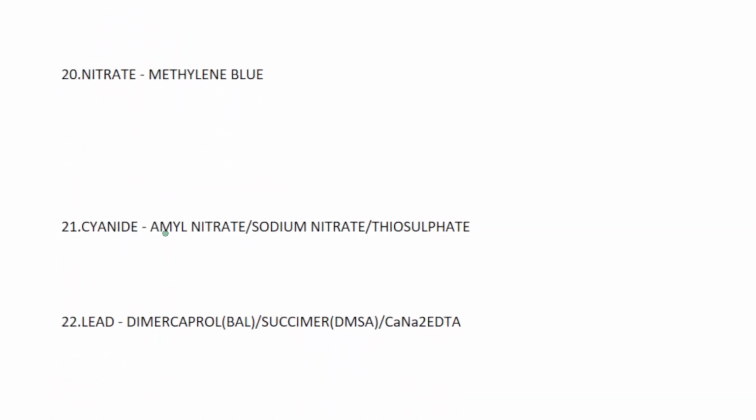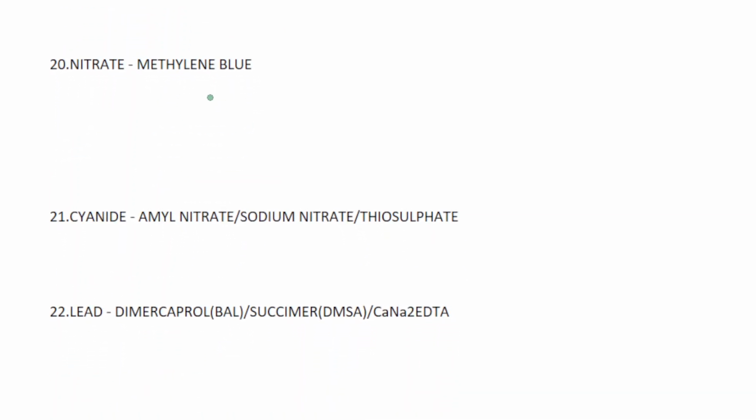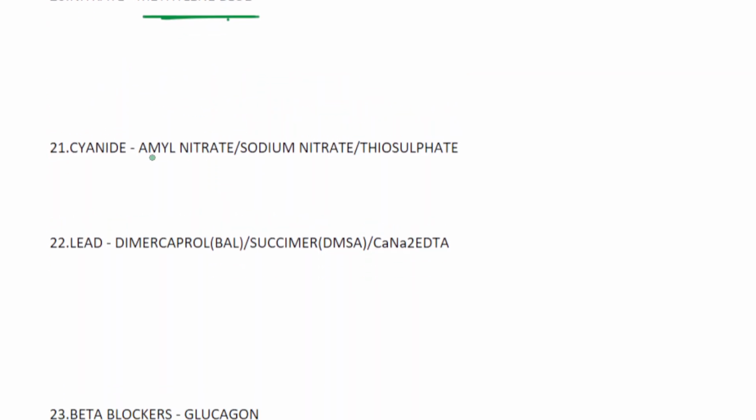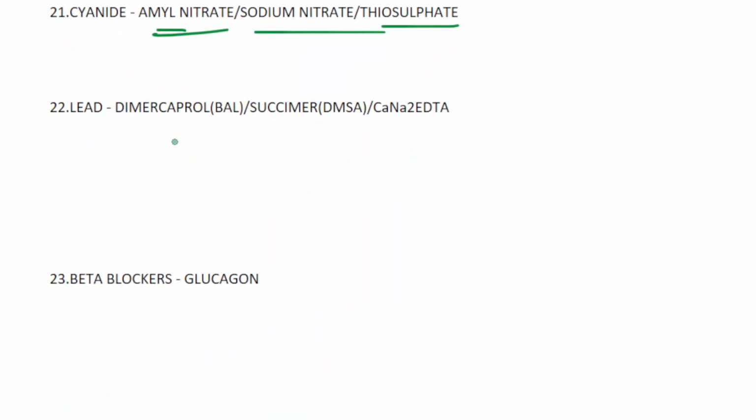Now the next one is nitrate. For nitrate, methylene blue is the antidote. Nitrate is used mainly in angina, for example nitroglycerin. For nitrate, the antidote is methylene blue. Next one is cyanide. For cyanide, the antidotes are amyl nitrate and sodium nitrite with sodium thiosulfate. And the next one is lead. For lead, the antidotes are dimercaprol, succimer, and calcium disodium EDTA.